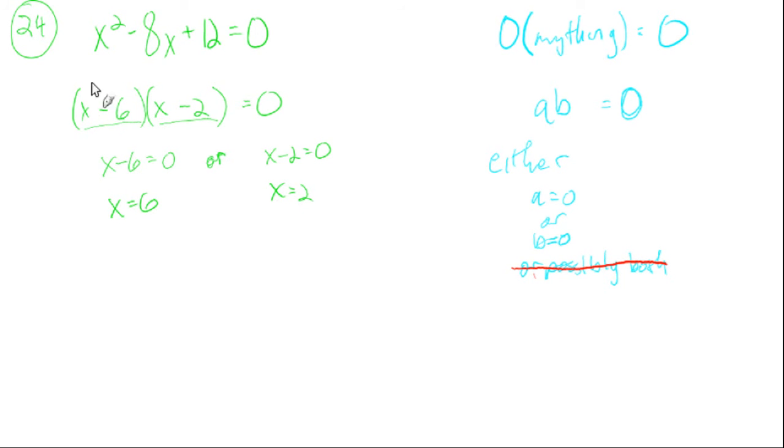If you put 6 in here, you'll get 0. 0 times whatever this is, is 0. If you put 2 in here, which you need to do when you're making x equal 2, 2 minus 2 will be 0. 0 times this will be negative 4. But it doesn't matter, because 0 times anything is 0.